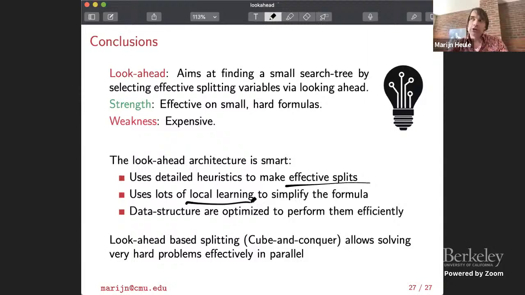Yeah, but to some extent, you can also see in-processing as a bit of this, right? In-processing does failed literal detection and other things that you might do in a look-ahead solver. And so you might incorporate lots of these look-ahead techniques in an in-processing phase of the CDCL solver, right? So you don't do any of the splitting, but you only take the local learning part, which in my experience is one of the most effective things of look-ahead techniques.